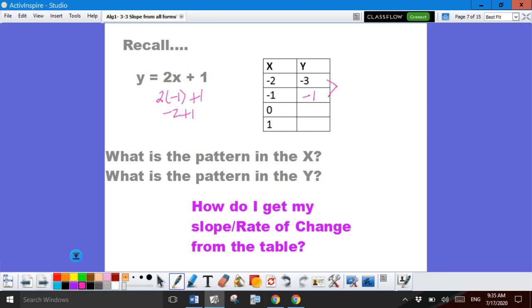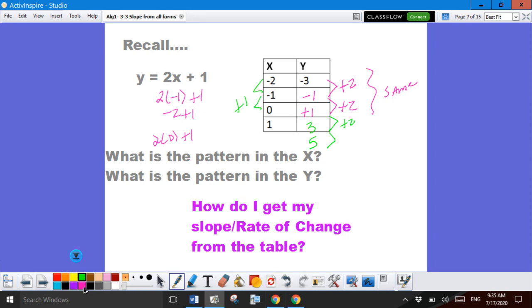So I want you to look for patterns. So from -3 to -1, I added 2. Okay, I added 2. What happens if I put a 0 in? So 2 times 0 plus 1, that brings me to +1. Look, I added 2. So these are the same. Okay, it's the same pattern. So once I start to see that same pattern, I can actually continue my table without doing any additional substitution. So I'm adding 2, so 1 plus 2 is going to take me to 3. 3 plus 2 is going to take me to 5. Okay, and then over here on the other side, I see the pattern is just +1.